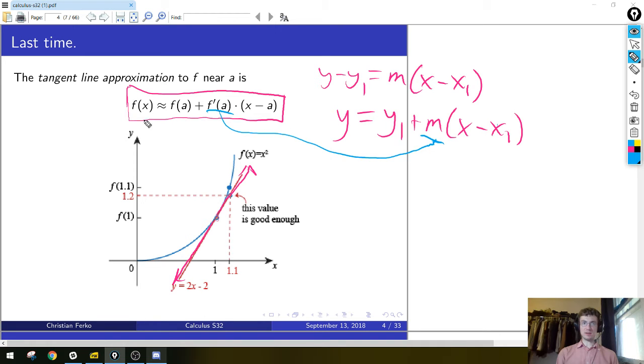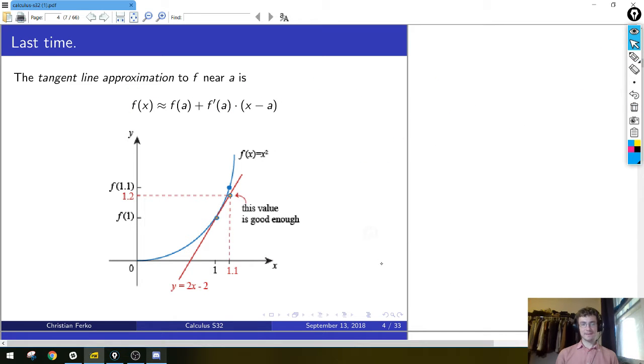You don't need to memorize this because you already know it. If you need to figure out the tangent line approximation, just remember point slope and then put in the derivative for the slope of the line. It's nothing new. It's just something you know in an unfamiliar form. Okay, so that's what we saw last time.